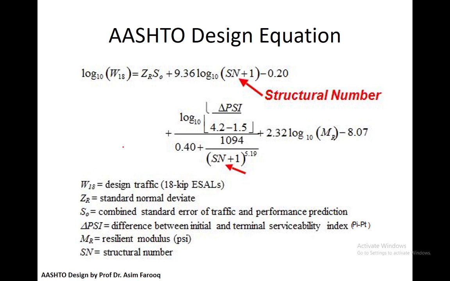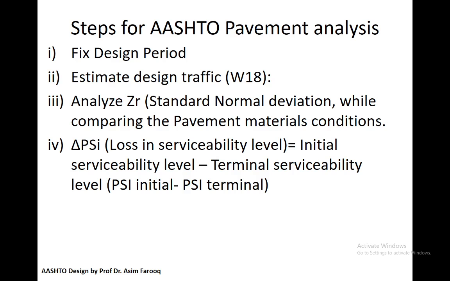First of all, we have the W18, which represents the design traffic load, and then ZR is the standard normal deviation, and then we have S0, whose value is derived from the resilient modulus, and then we have delta PSI, which is the difference between the present condition of the pavement and when it was put into service as well. And then we have the resilient modulus, and then we have the structure number.